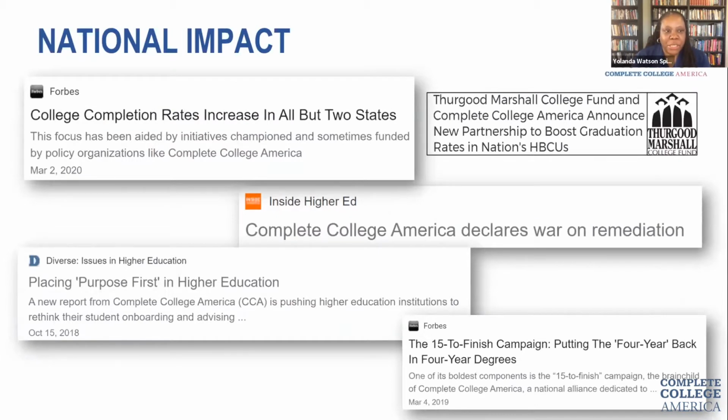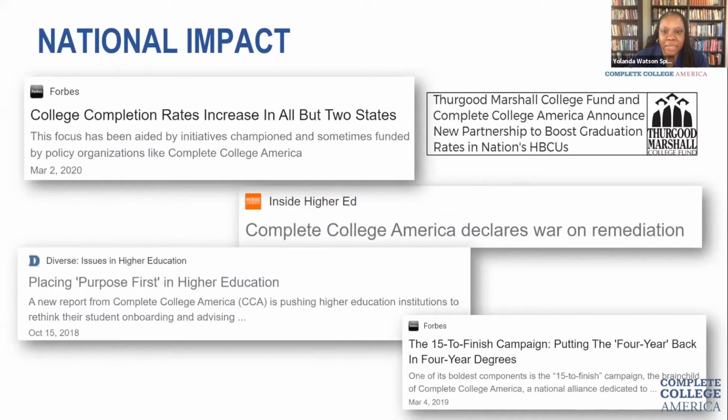Here's an example of just some of the feedback that we have gotten in the media in terms of the work of CCA. We've been known for our work on declaring war on remediation. We are staunch supporters of students finishing on time. We believe, of course, in students having a plan when they go to college, putting purpose first in their higher education endeavors. And then you can see a highlight there with our partnership with the Thurgood Marshall College Fund and others, and then some outcomes data around college completion rates increasing based on the work by policy organizations like CCA.